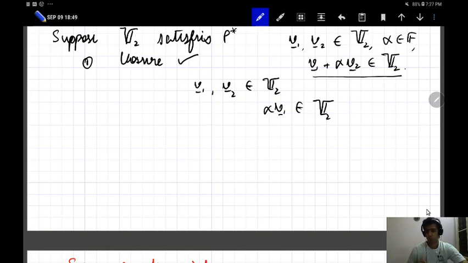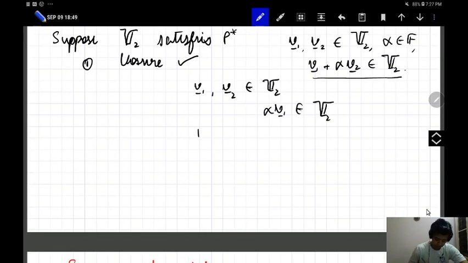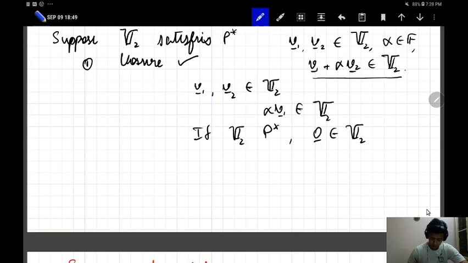So pause this video for a moment and think about it. Right. So indeed, if V2 satisfies P star, then the 0 vector is in V2, because you can take any vector little v2 multiplied by 0 and you will get the 0 vector. Right? So the 0 vector is always in V2.